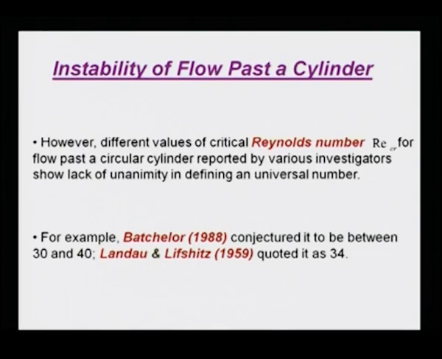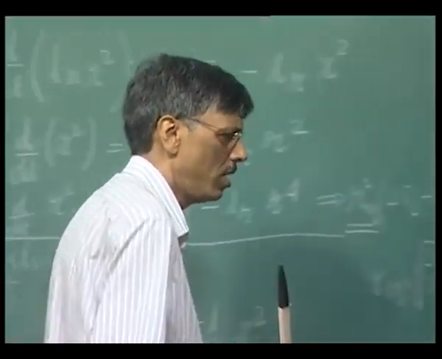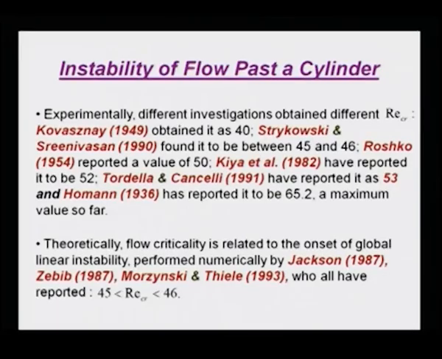However, if we look at the experimental results, we find that there is no such thing as a universal Re critical like those numerical solution investigators showed. What really happens is that different people have commented on different values. For example, in Batchelor's book, he conjectures that it should be between 30 and 40. And Landau and Lifshitz actually quoted it as some 34 based on some unreported result, but it is there in Landau and Lifshitz's book. So these are what you see in textbooks, what people have been talking about.